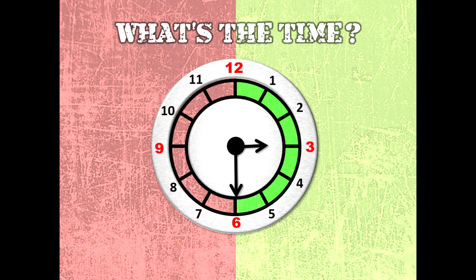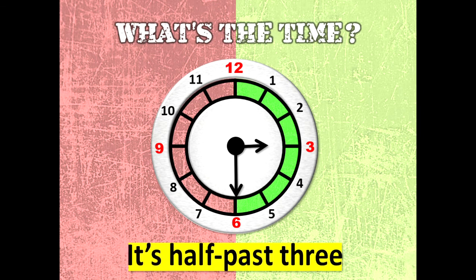So what about this one? Okay, the shorthand strikes 3 and the longhand strikes 6. So how many minutes passed already after 3? So 30 minutes or half past. So you can say it's half past 3. It means 30 minutes or half past 3 already.